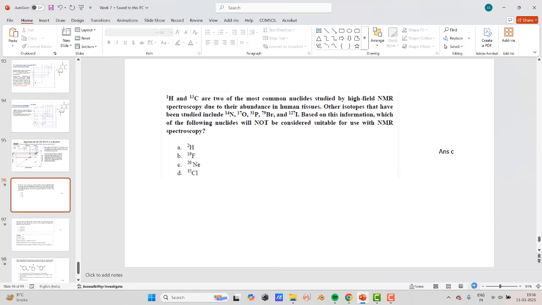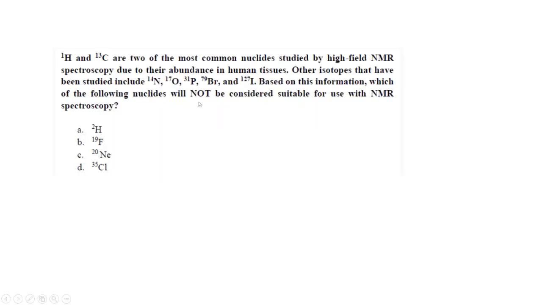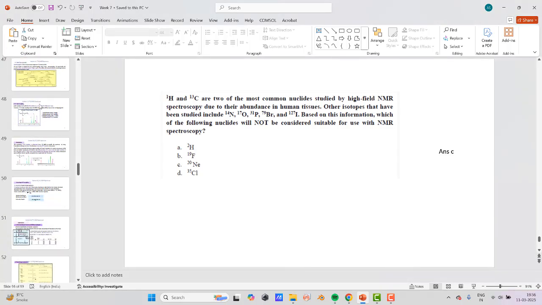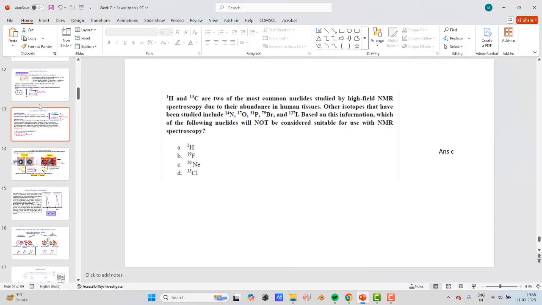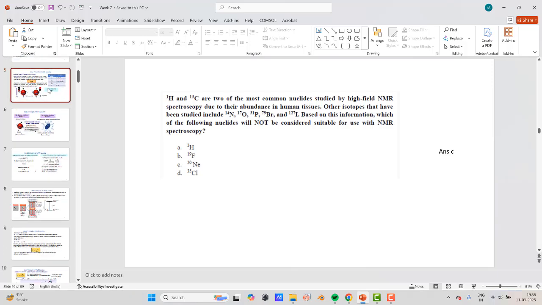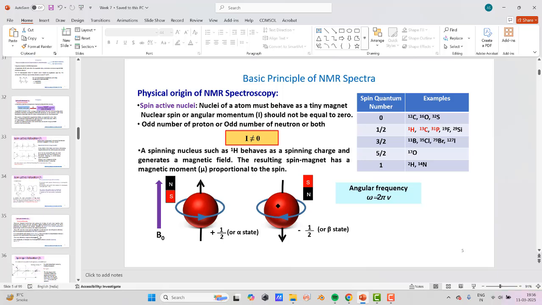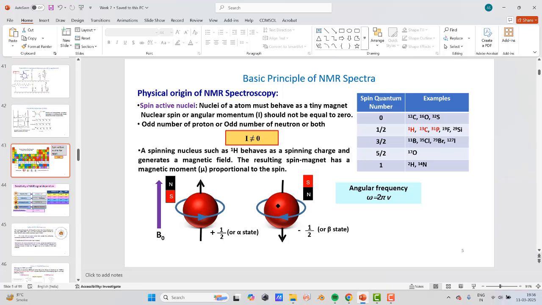2H. Yeah. Basically, here we can also write 20Ne, because that is also not suitable. But I think there is some confusion here. 2H is suitable because it has spin quantum number 1. So this is suitable. But the Ne is not suitable because it does not have any spin.